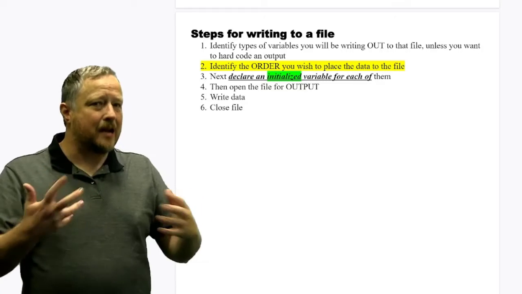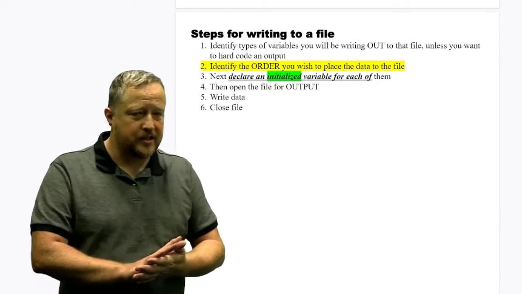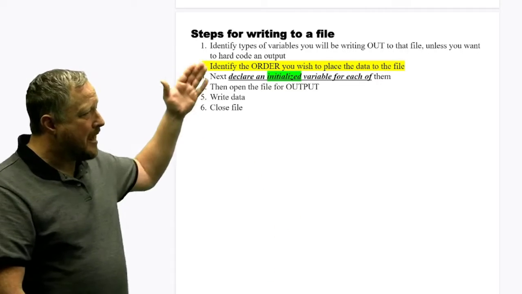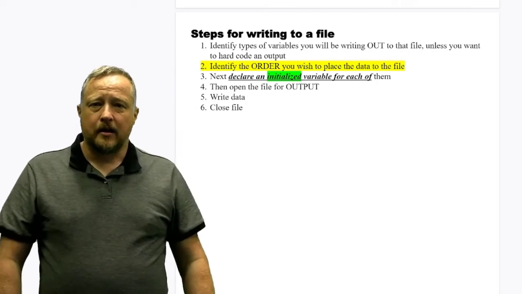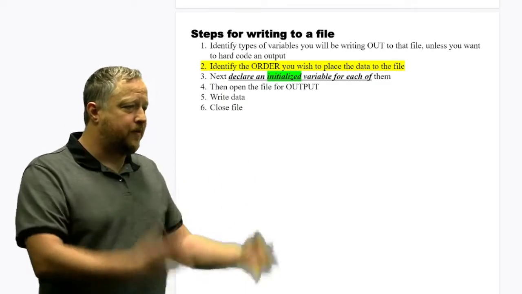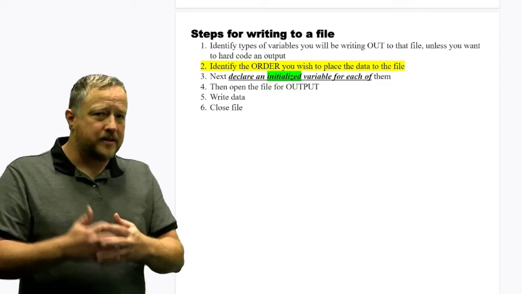So data has got to be stored somewhere, and that's really number two, identify the order you wish to place the data in when you write things out. But the data had to come from somewhere, and that's number one. Number one, did you put it into a list? Did you put it into a variable? Did you put it into a string? Something of that nature. We got to identify where the data is coming from.